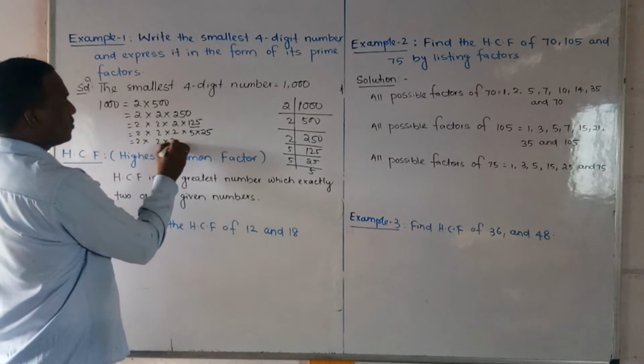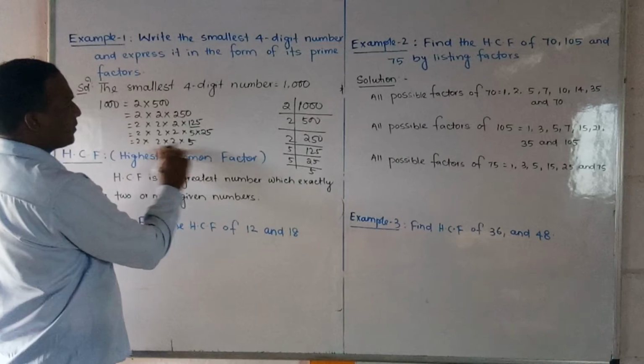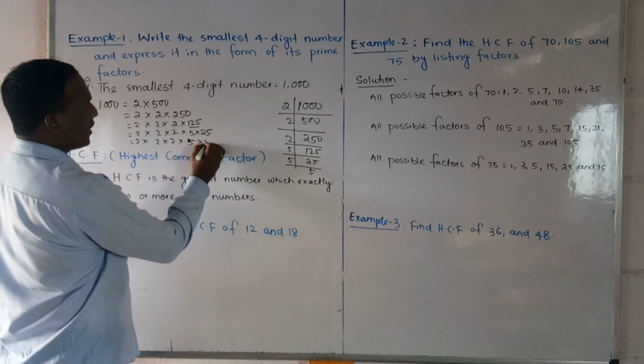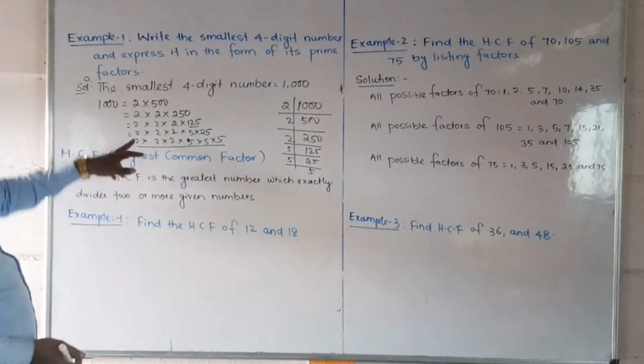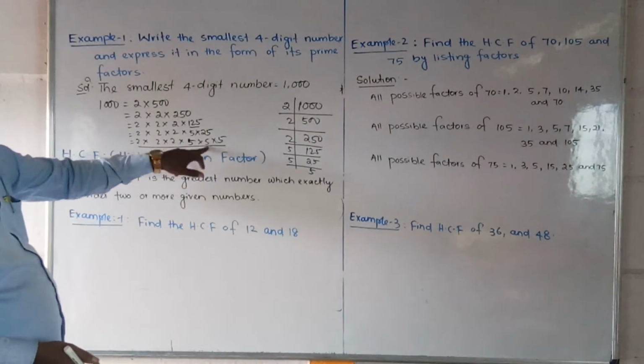2 into 2 into 2 into 5. These are all of the prime numbers. So 25 we can write 5 into 5. So these are the prime factors: 2, 2, 2, 5 into 5.